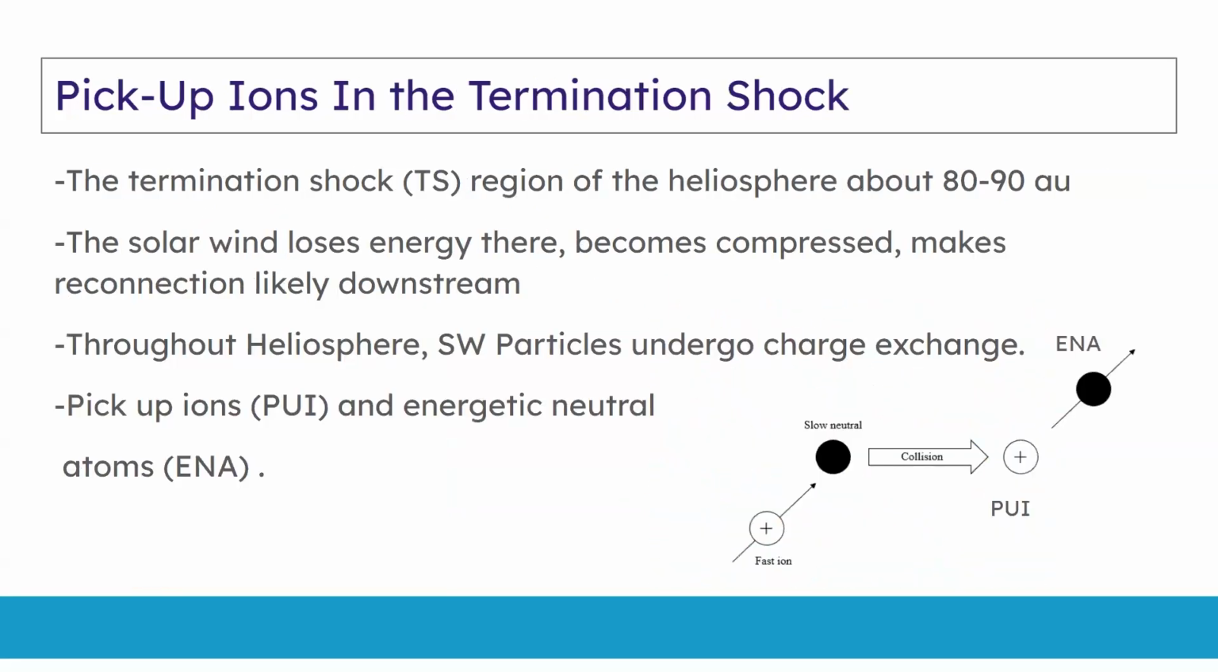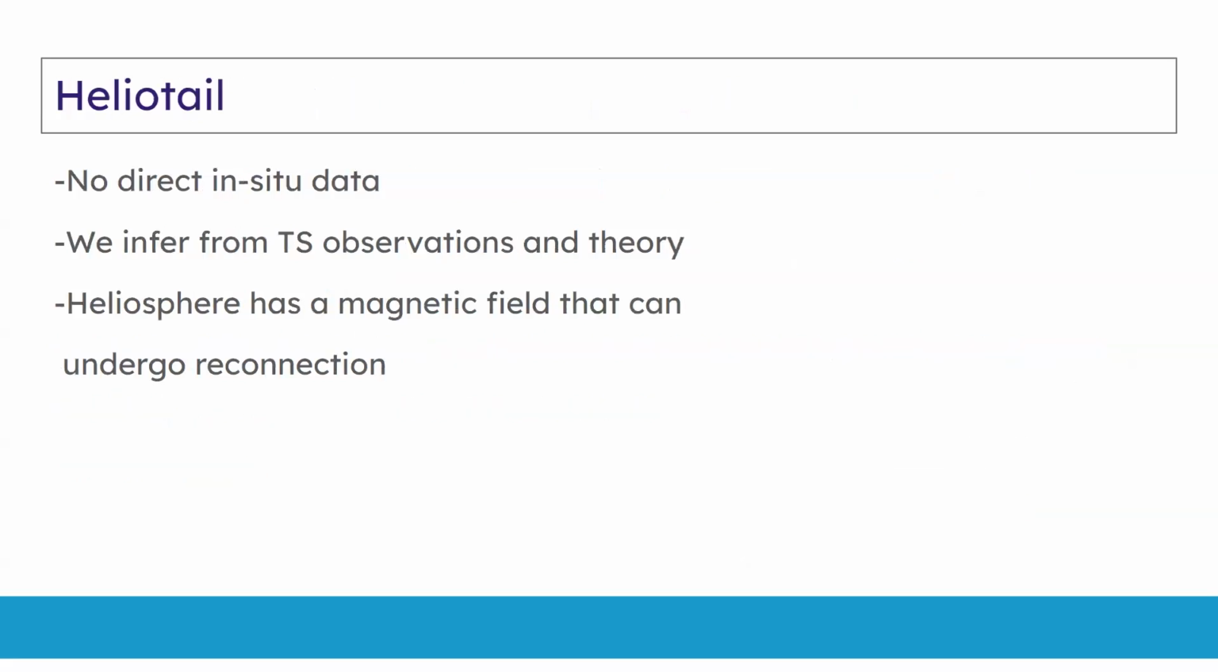Now let me get into what pickup ions and energetic neutrals are. So we have this thing called the heliosphere. It's like the sun's domain of influence. And throughout the entire heliosphere, the solar wind particles are going through charge exchange with the neutral interstellar medium. This will give you fast ions interacting with neutrals, which gives you pickup ions and energetic neutral atoms. These energetic neutrals are going at high speeds. And there's a region of the heliosphere called the termination shock, where solar wind loses energy, becomes compressed, and reconnection is likely there. I will leave that one for later.